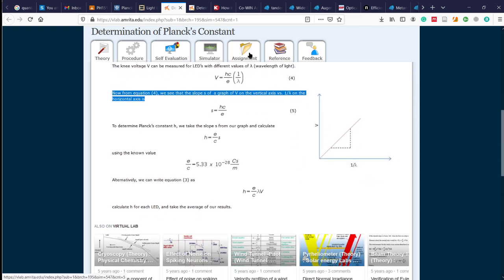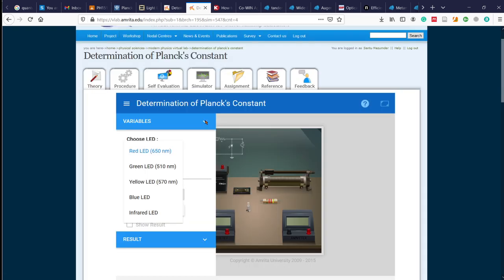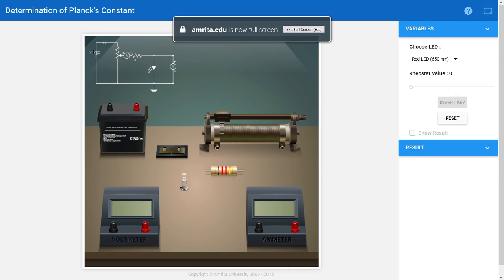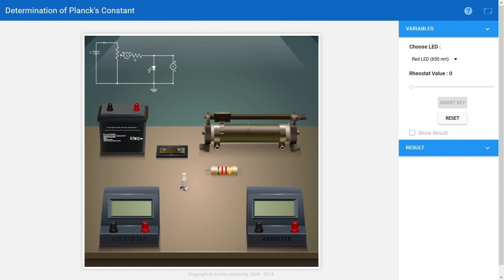So let's go back to the experimental setup. In the experimental setup, we have this diagram where this is the battery where we can apply the voltage. It's a rheostat. By the use of this rheostat, we can change the value of the applied voltage. This is the LED, this is the voltmeter, and the ammeter is connected in series with this resistance.